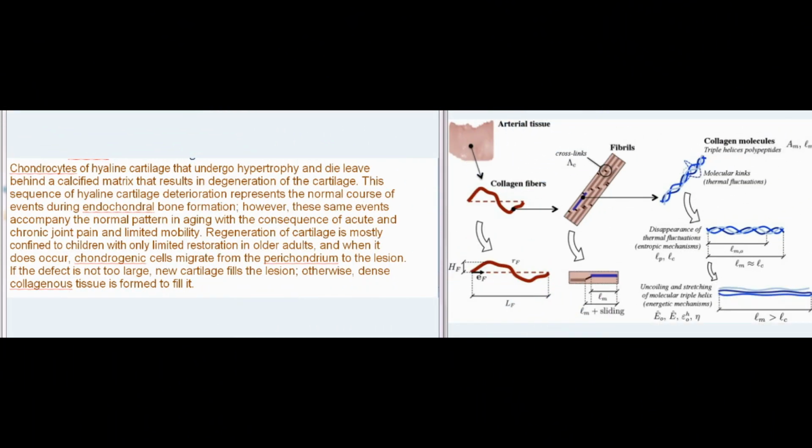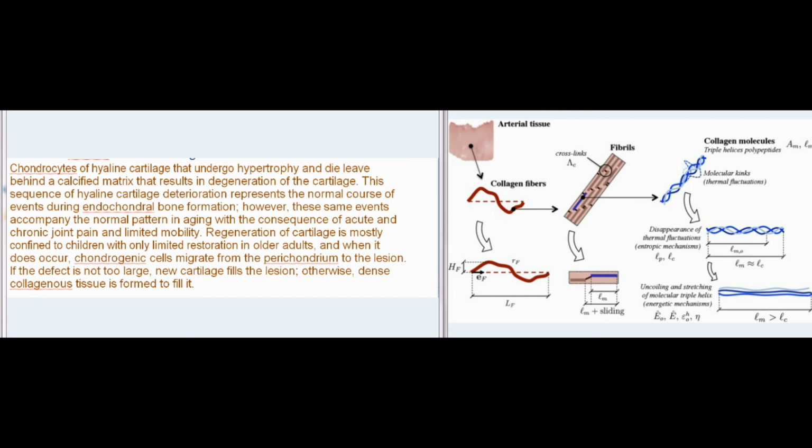Chondrocytes of hyaline cartilage that undergo hypertrophy and die leave behind a calcified matrix that results in degeneration of the cartilage. This sequence of hyaline cartilage deterioration represents the normal course of events during endochondral bone formation. However, these same events accompany the normal pattern in aging with the consequence of acute and chronic joint pain and limited mobility.